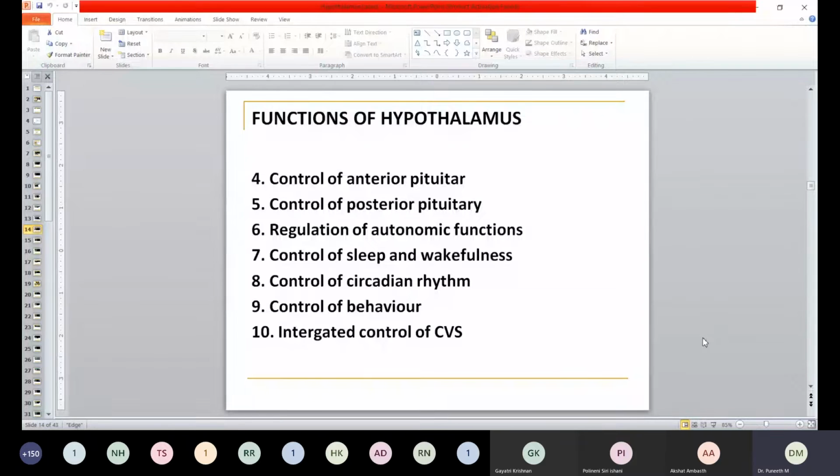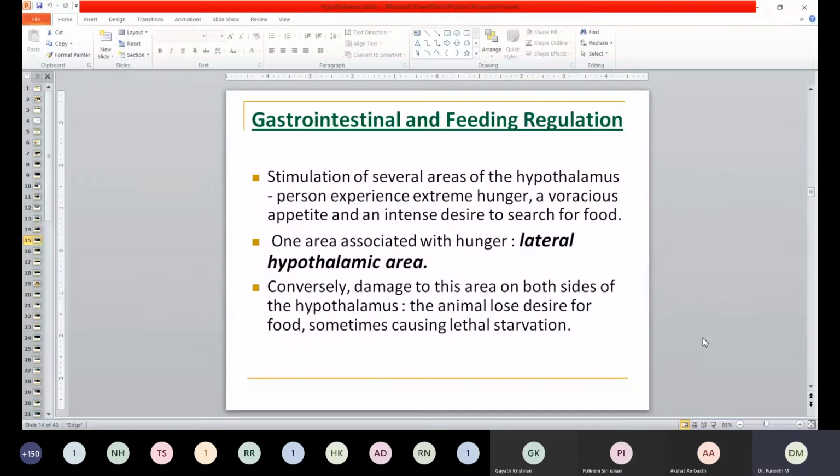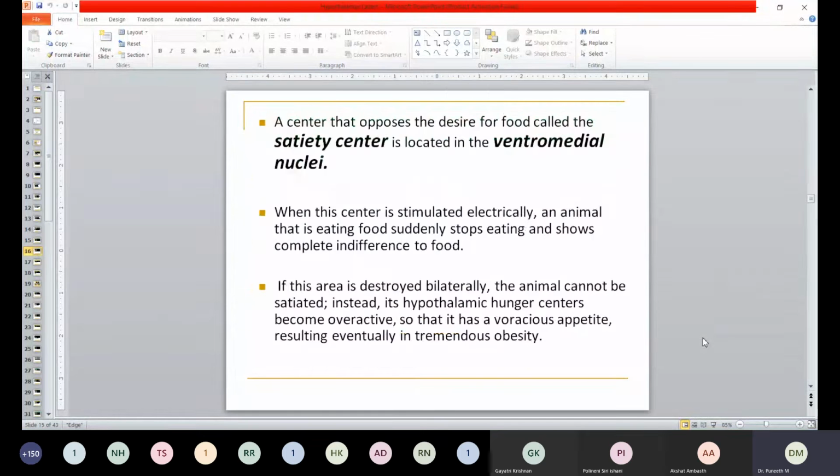How the hypothalamus controls food intake, I already explained in the last class. That is, the lateral hypothalamic area is mainly associated with hunger. Ventromedial nuclei is mainly associated with satiety, so it is called the satiety center.